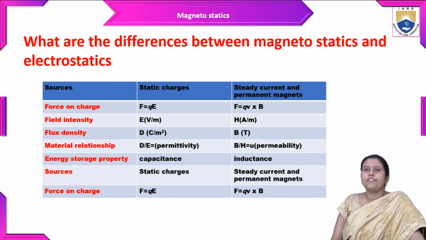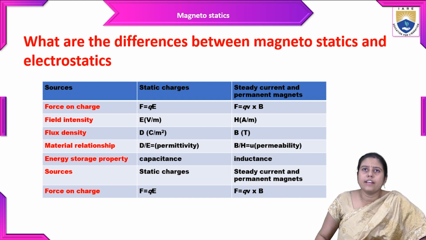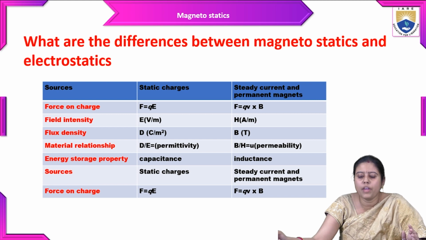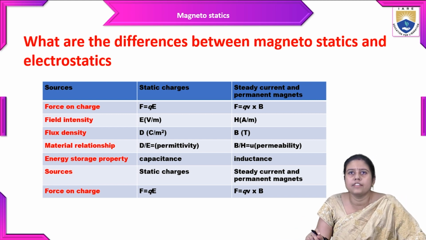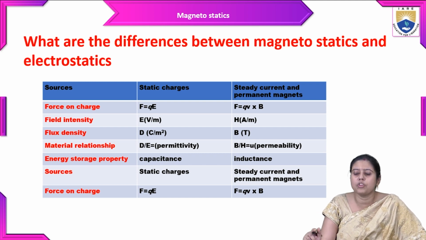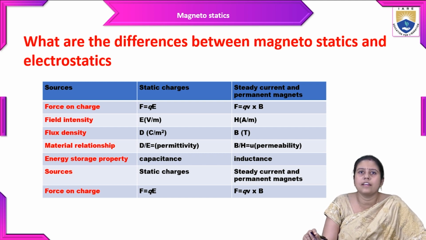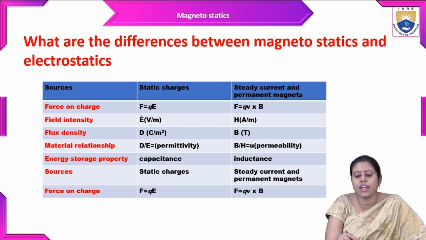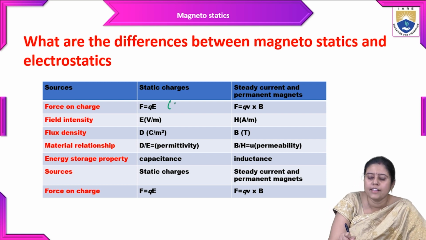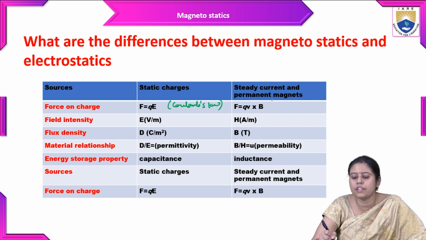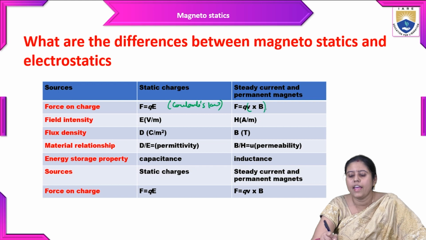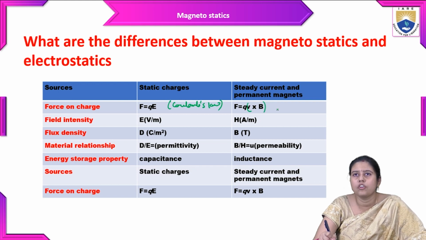So, what are the differences between magnetostatics and electrostatics? We have the equations for magnetostatics and electrostatics. First, if we think about the force on a charge, if an electric charge is in an electric field, it will feel some force. F is equal to Q into E. This is Coulomb's law. And if we think about the force in the permanent magnet, F is equal to Q V cross B.